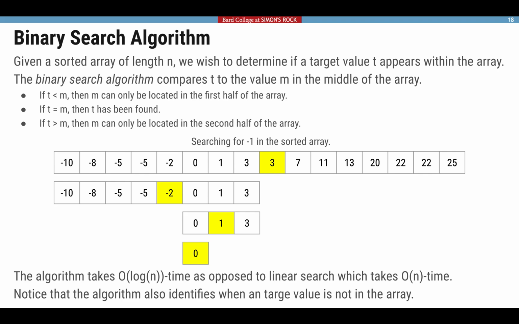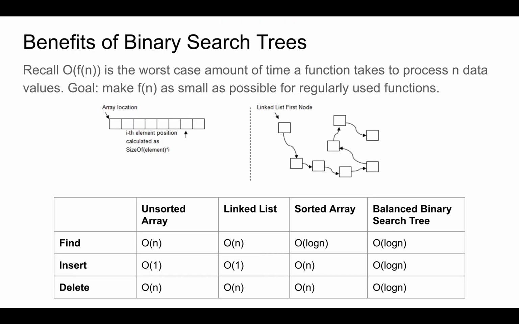So you want your algorithm both to be able to find a value if it's in there, and to come back and say, hey, that value was not in my list of data at all. This binary search algorithm can do that, and it takes log base 2 of n time, as opposed to linear search, which takes big O of n time. All right, so why do we need binary search trees?